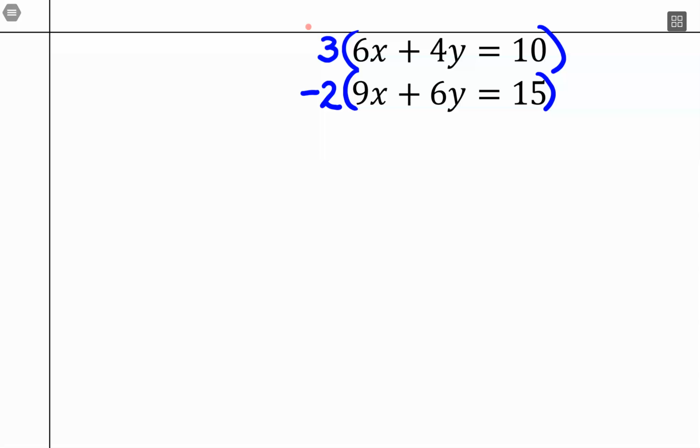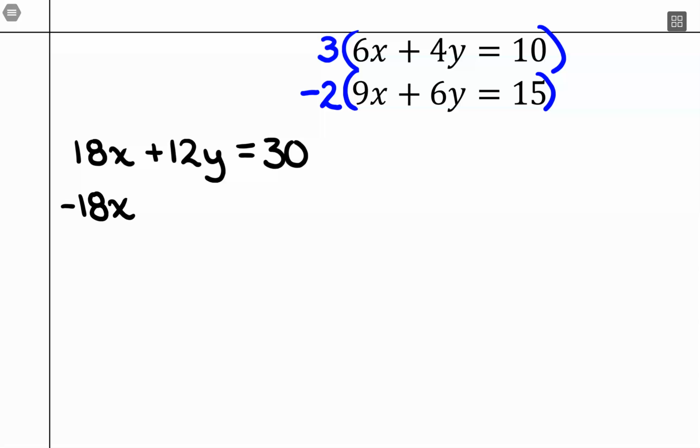All right, so this first function, I'm going to multiply absolutely everything by 3. So 3 times 6x is 18x. 3 times 4y is 12y. 3 times 10 is 30. And then for the equation below, multiplying by -2, so -2 times 9x is -18x. -2 times 6y is a -12y, equals -2 times 15, -30.